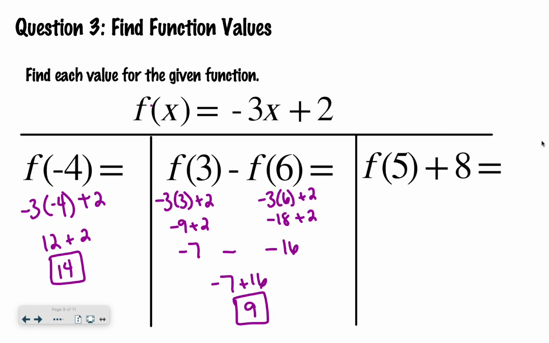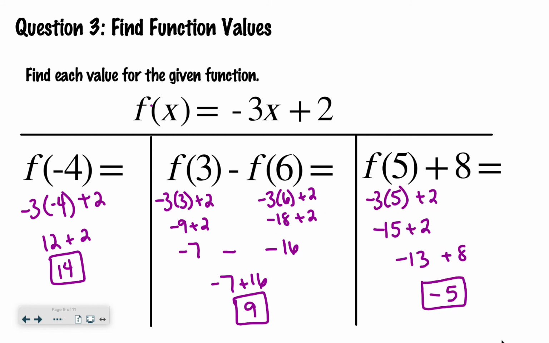All right, and then our last one, we have f of 5 plus 8. So notice this is a little different. This 8 isn't in the parentheses with an f. So what this means is you solve the f of 5 first, and then you take that answer and you add 8. Good luck.